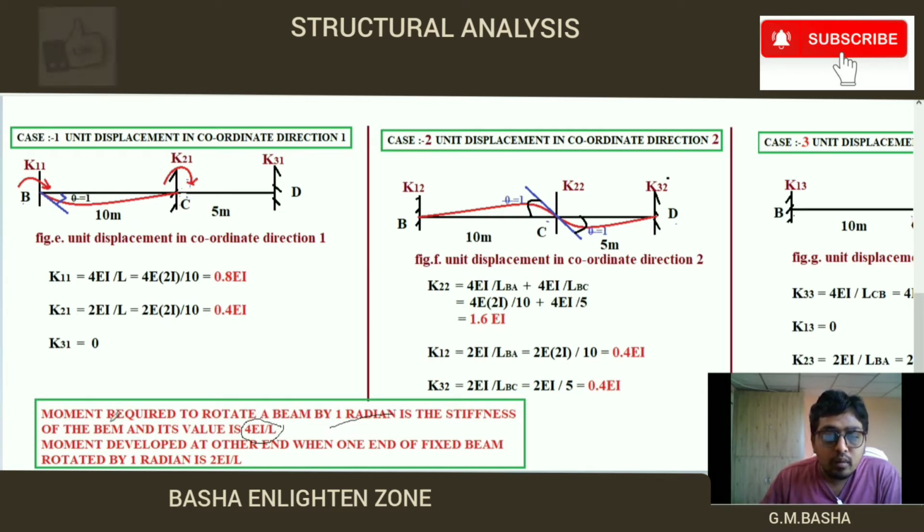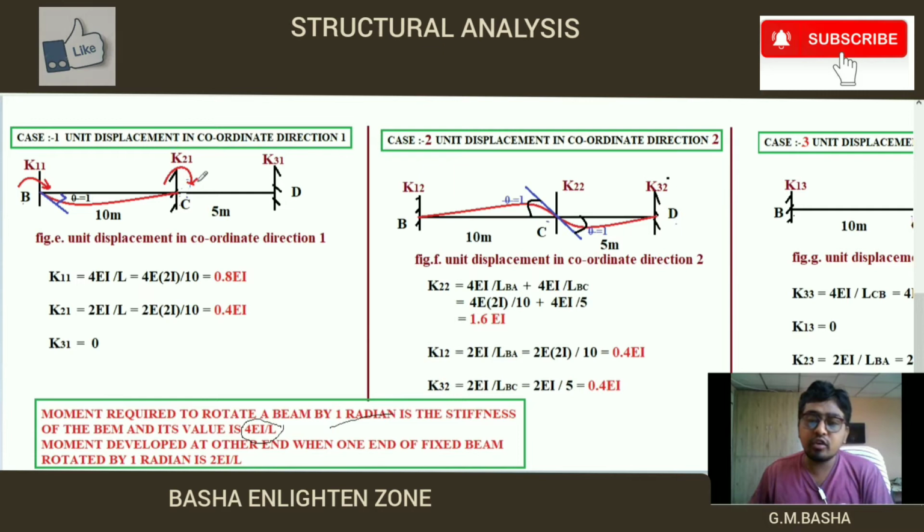So whatever the moment required to rotate a beam by 1 radian, its stiffness value will be equal to 4EI by L. Like that, whatever the moment you are inducing with unit displacement in coordinate direction 1, you can take that one equal to 4EI by L directly. Otherwise, the moment developed at the other end when one end of a fixed beam is rotated by 1 radian: whatever moment you apply here is 4EI by L, and at the other end, where it is fixed, the moment developed will be 2EI by L.